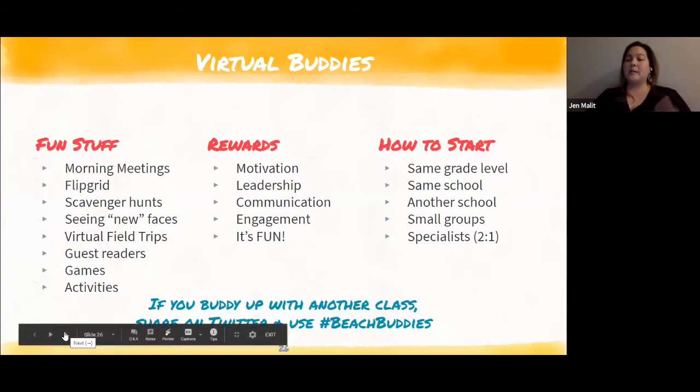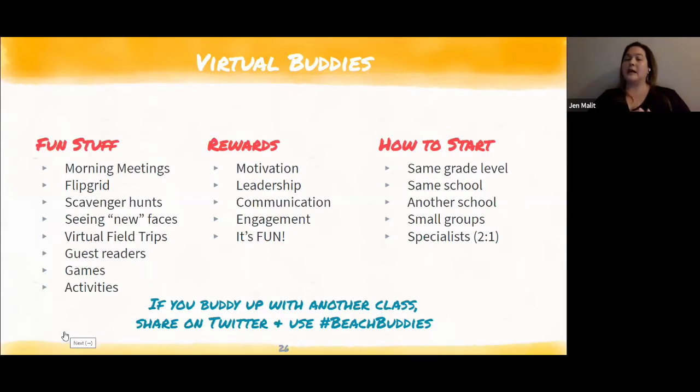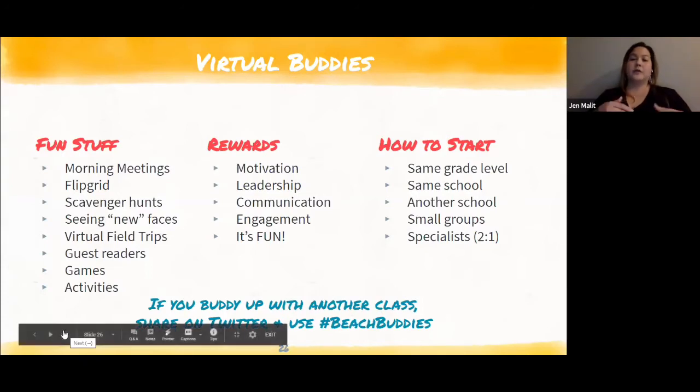So how to start: maybe pick someone that you're comfortable with on your grade level and say, hey, why don't we do this at the same time? Even if it's Flipgrid, combining two classes would have the kids see familiar faces. If you want to branch out, you could pick someone else in your school, another school, or so on.